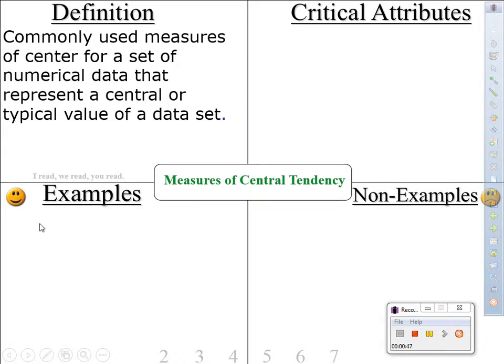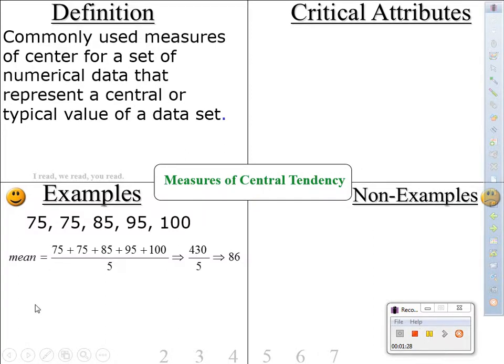For example, this data, write it down. This is not the measures of central tendency, but I'm going to use this data to show you what the measures of central tendency are. So, they give us 75, 75, 85, 95, and 100. The first measure of central tendency is called the mean.